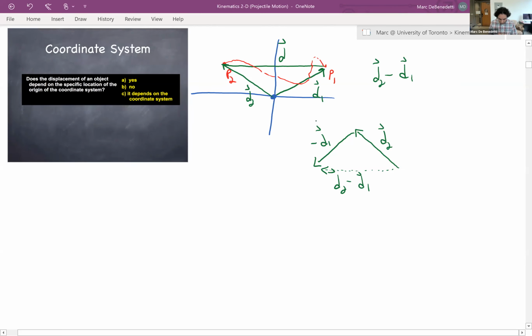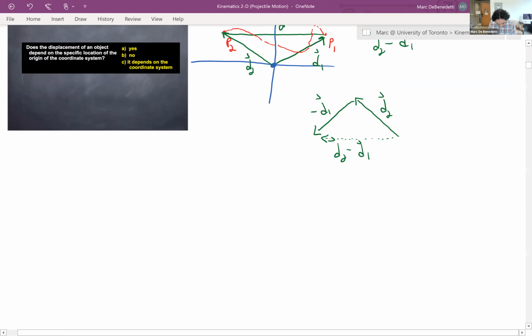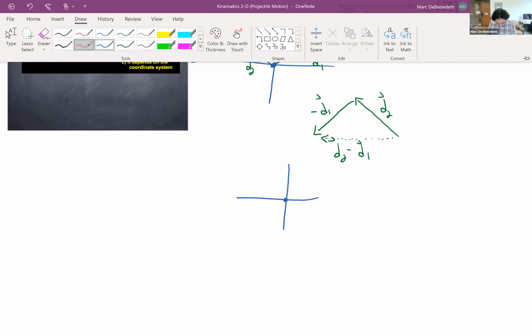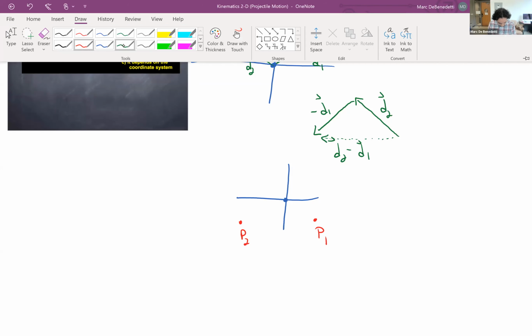All right. So let's change the coordinate system a little bit, and let's see if that changes anything. I'm going to draw the coordinate system up here now. So there's my origin. I've moved it, but I'm going to draw the points in exactly the same place as before. So let's redo the calculation. We've got a different origin now, so we're going to have different displacement vectors.